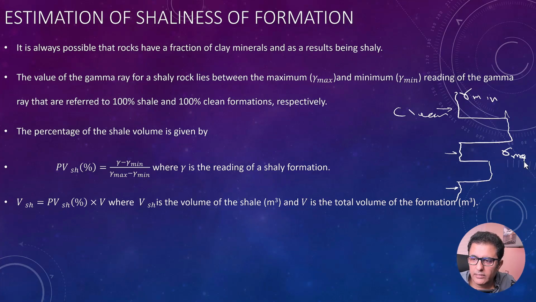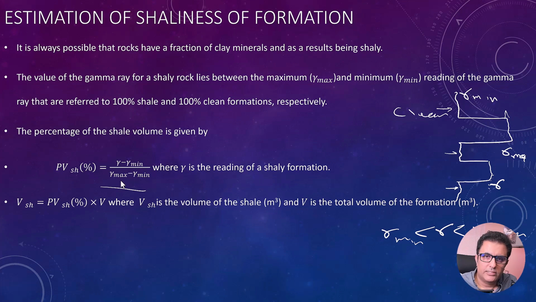And what you see here is a shaly formation. As you see, for a shaly formation, gamma ray lies between gamma ray max and gamma ray min. And the percentage of shale in the formation is given by this equation: gamma ray from the shaly formation minus gamma ray min, over gamma ray max minus gamma ray min. So this is how we are able to estimate the percentage of shale in shaly formations.